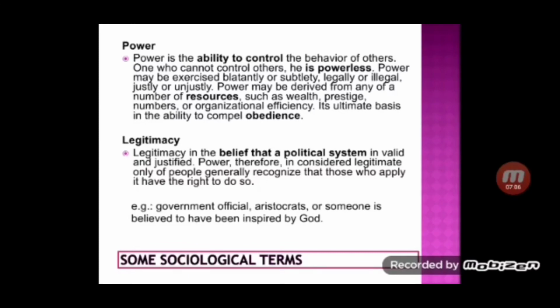The next one would be legitimacy. Legitimacy is the belief that a political system is valid and justified. Power, therefore, is considered legitimate only if people generally recognize that those who apply it have the right to do so. For example, a government official, an aristocrat, or someone believed to have been inspired by God.